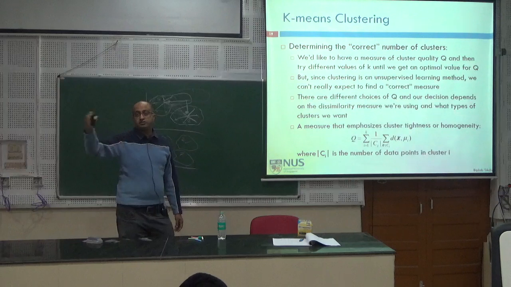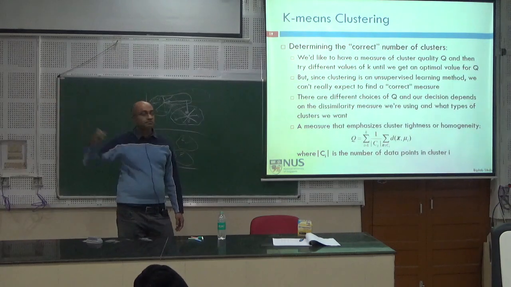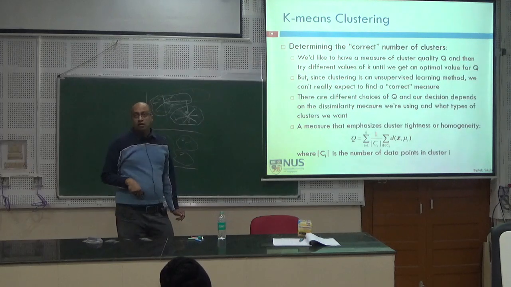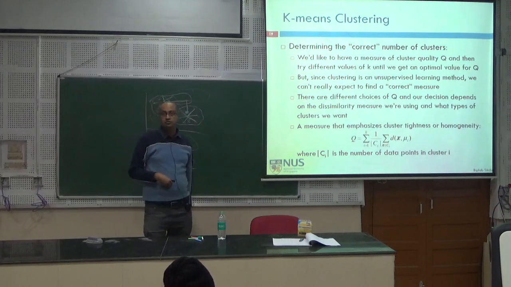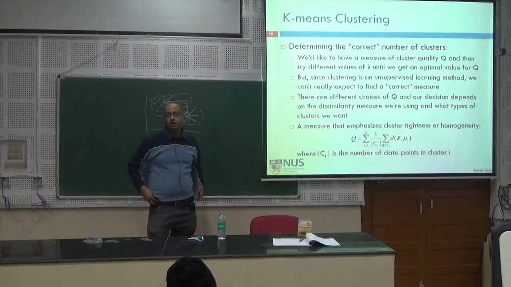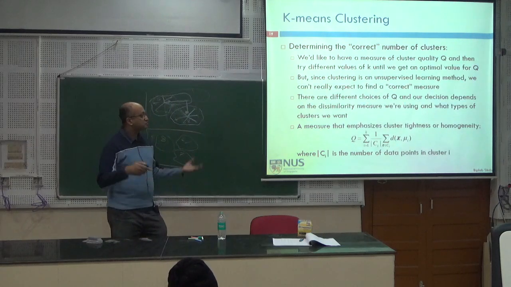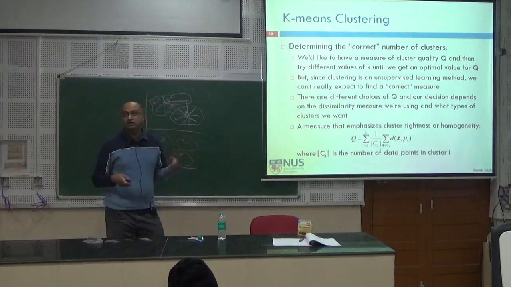You say k equals 2, 3, 4, 5, 6, 7. What is the k, the q that I'm going? And then again, what is the q? What is the quality? How do I calculate the quality? The answer is, again, depends on what kind of clusters you want. Again, there's no answer to that.